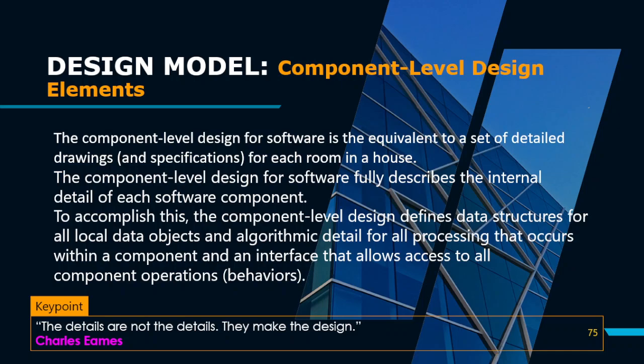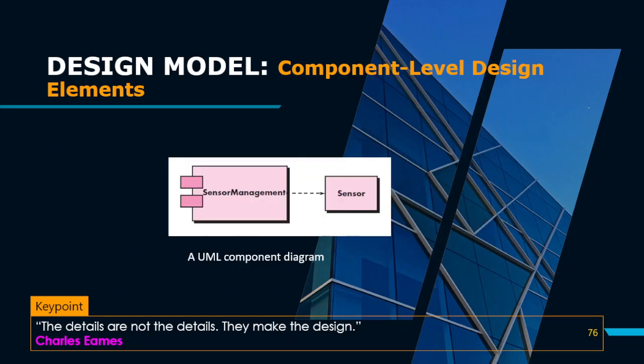Okay, to achieve this, component level design defines data structures for all local data objects and algorithmic details for all processing that occurs within the component, and an interface that allows access to all the component operations. We call them behaviors. Charles Eames states that the details are not the details, they make the design. Here you can see a simple example for our SafeHome security application, sensor management: how we represent component level design elements with the help of a UML component diagram.